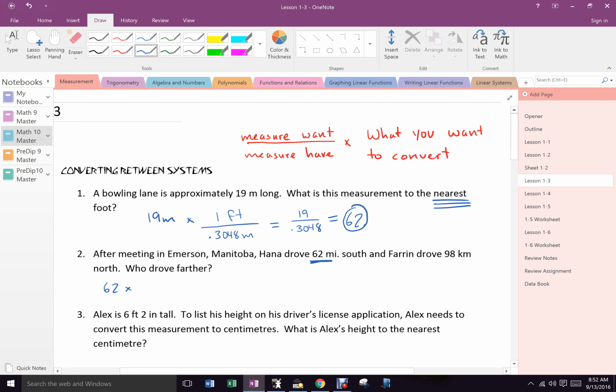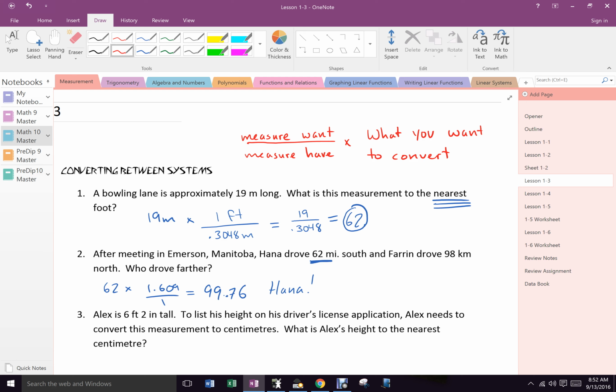62 times, what do I want? Kilometers, right? So 1.609 over 1. So that's straight multiply. Which is 99.76. Have I answered the question now? Who drove further, Hannah or Farron? Hannah. By very little, but she did drive further.